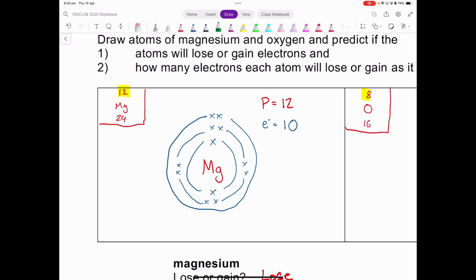This is in an ion. So we'll go ion. Okay. What is going to be the charge of the ion? If I have +12 and -10, what is 12 take away 10? Plus or minus 2? Plus 2. Okay.